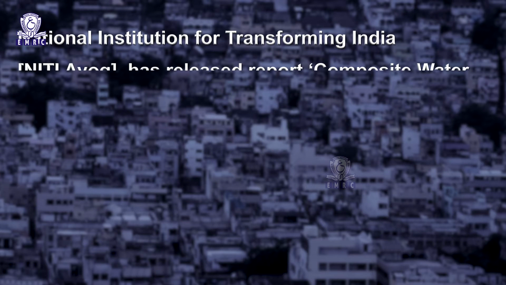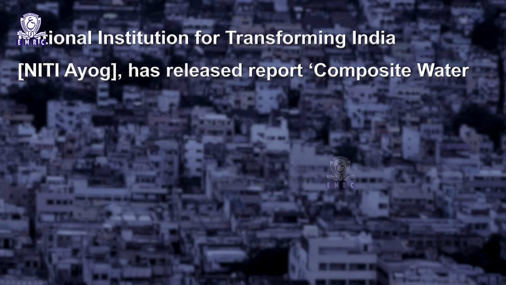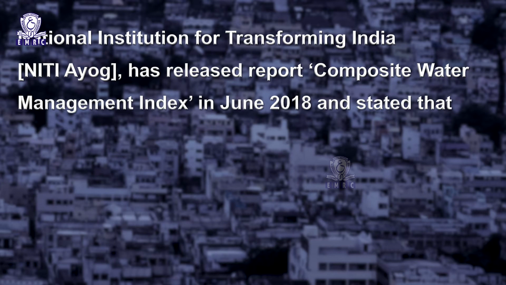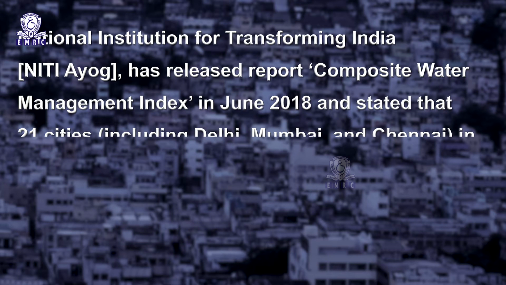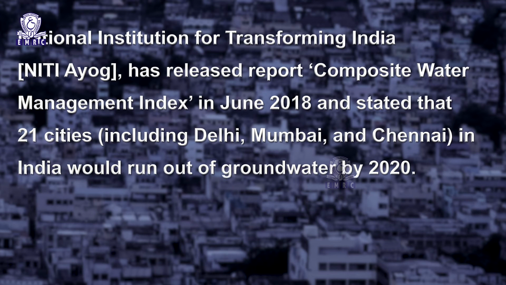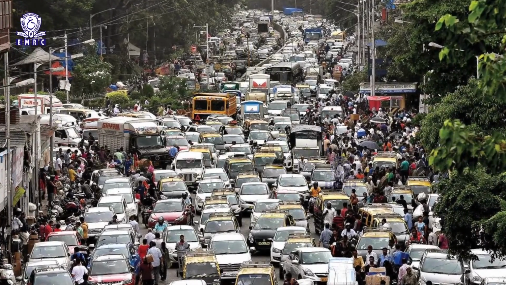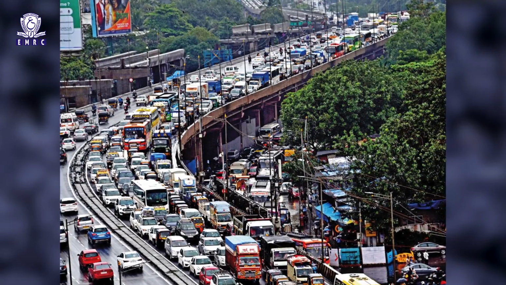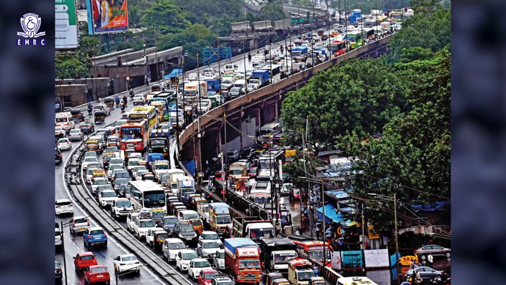However, the problems include, as per the National Institution for Transforming India, that is Niti Aayog, which has released a report, Composite Water Management Index, in June 2018 and stated that 21 cities including Delhi, Mumbai and Chennai in India would run out of groundwater by 2020. The latest database of Numbeo lists 3 Indian cities among the top 10 cities of the world for having the worst traffic conditions. These cities include Mumbai, Pune and Kolkata, apart from Delhi, which we are experiencing in the current phase.